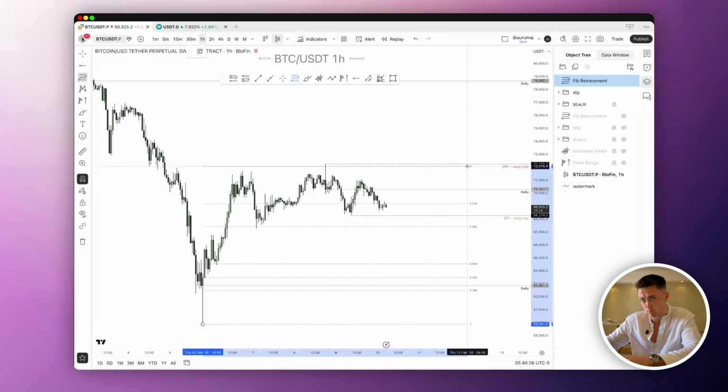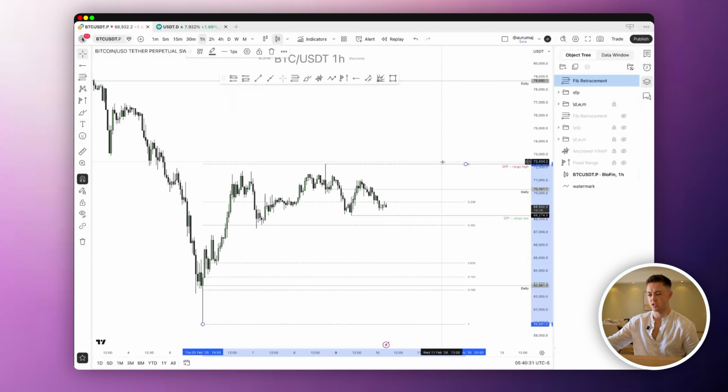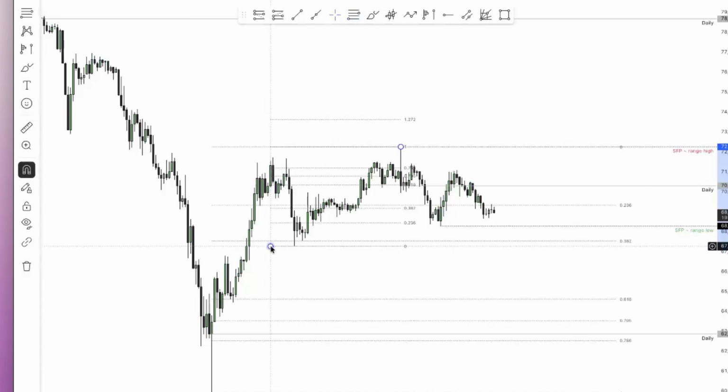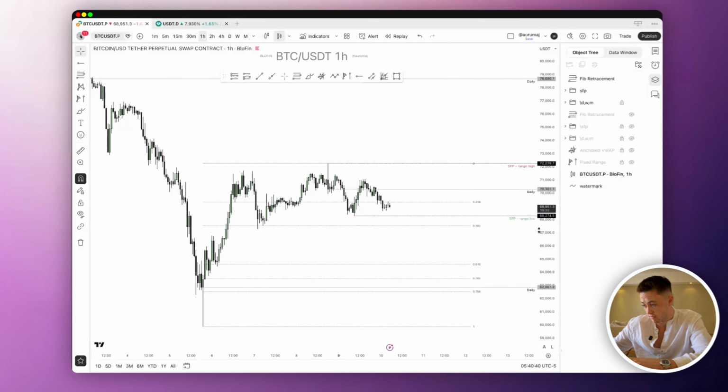Right now, you're only pulling the Fibonacci retracement from range lows to range highs, or range highs to range lows. You're never pulling it backwards. So like you'd never pull your fib from here to there. That is invalid, and that doesn't hold any sorts of confluence or relevance.